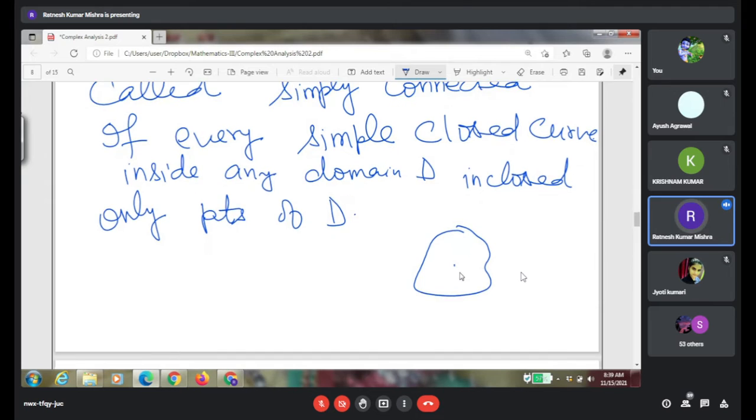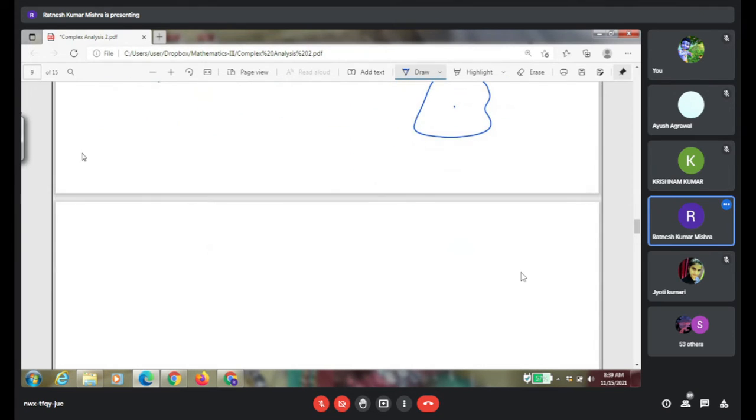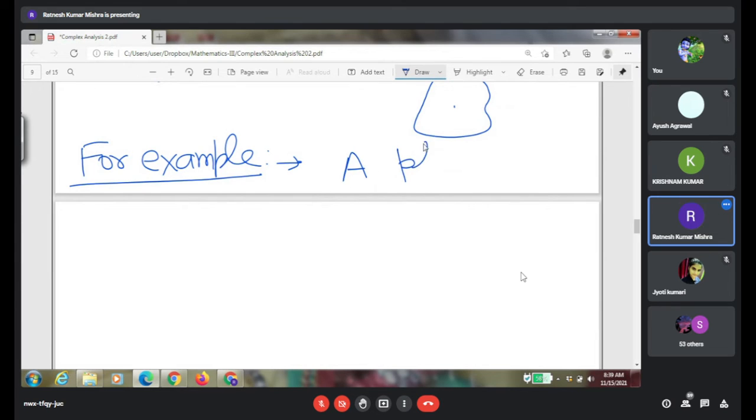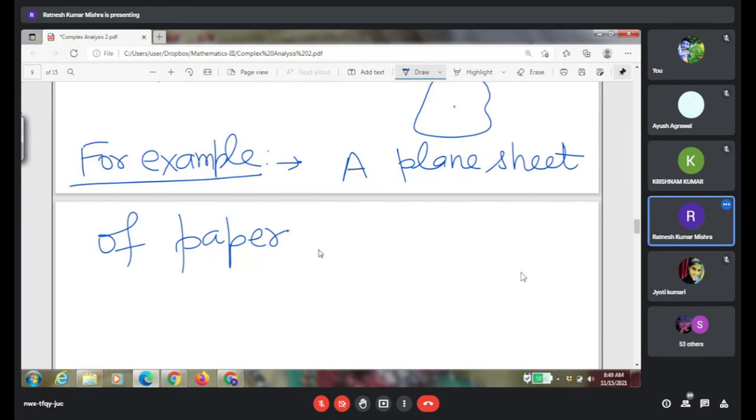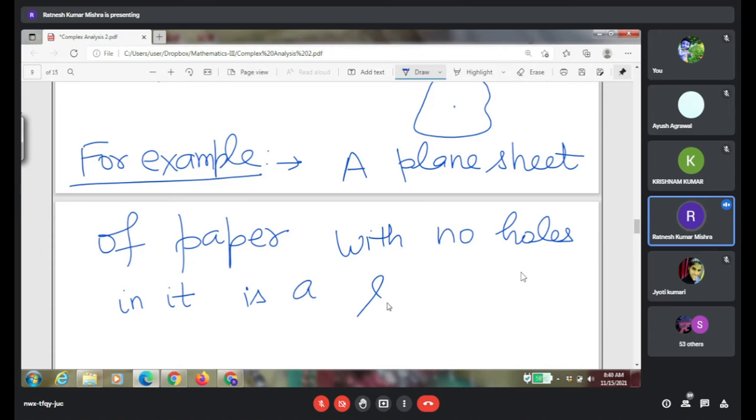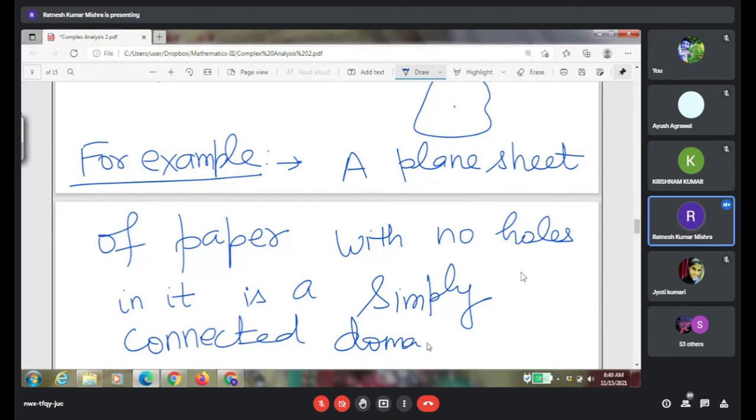So just write here, for example, a plain sheet of paper with no holes in it is a simply connected domain.